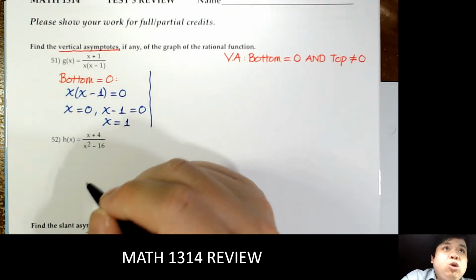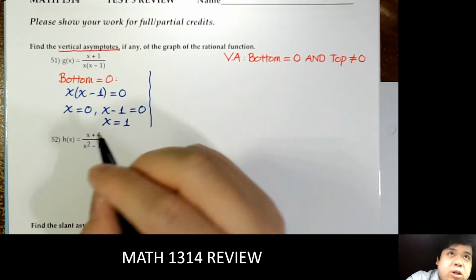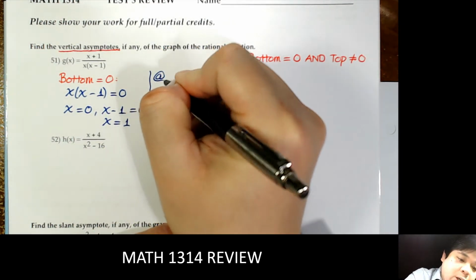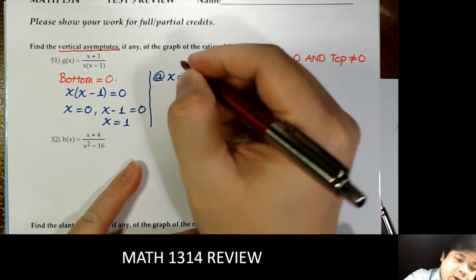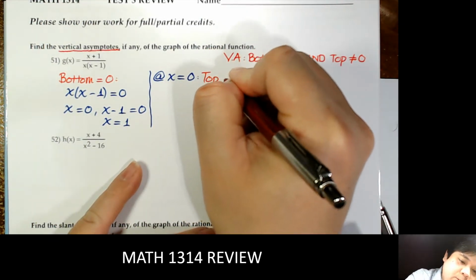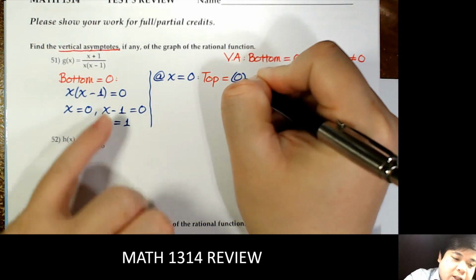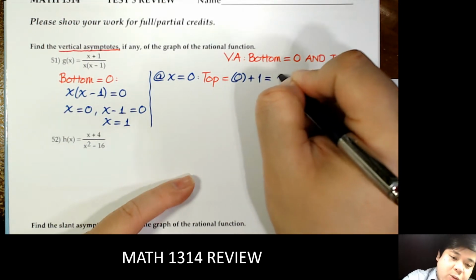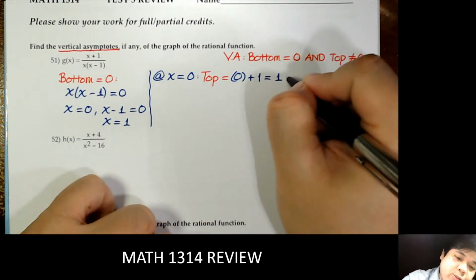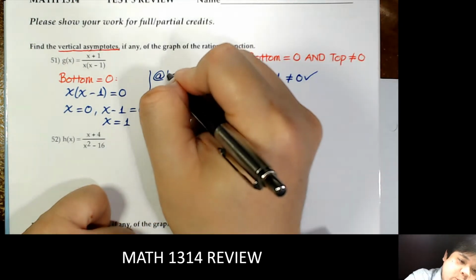So we found those 2 points. All we do is just put those numbers onto the top. So we say when x equals 0, we're going to put 0 on the top for x. And that is 1. It's not equal to 0, which is good. So we have 1 vertical asymptote.